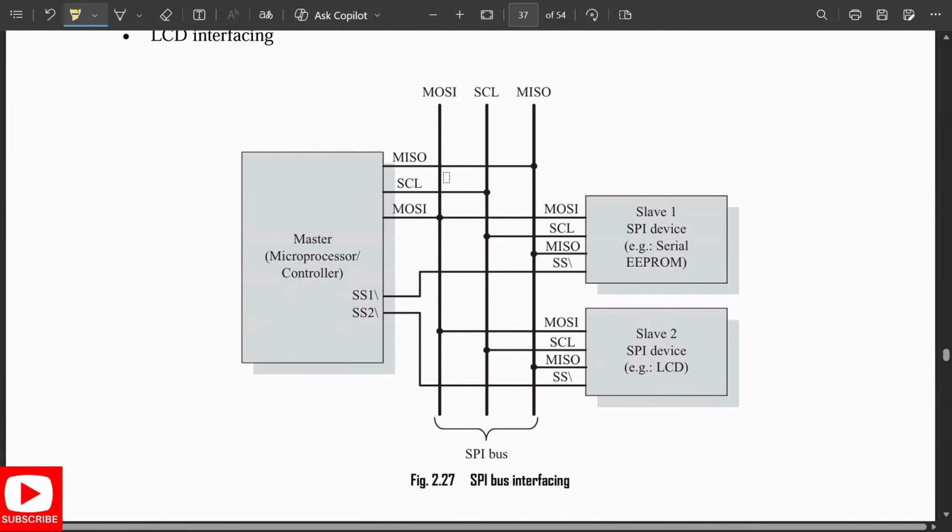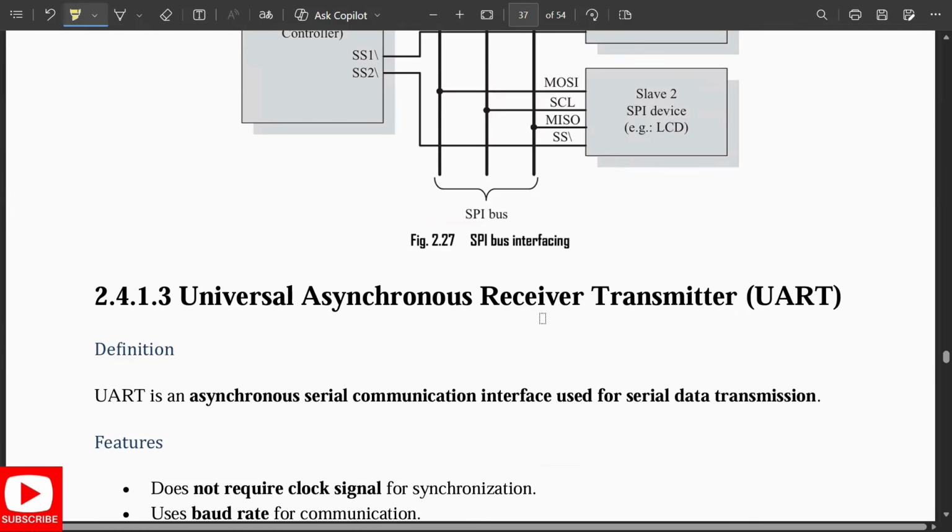So this is our SPI bus interfacing. This is my microcontroller or microprocessor, with slave 1 and slave 2, and using the different MOSI, MISO, SCL, and SS lines, we connect them. These are all the SPI bus lines.